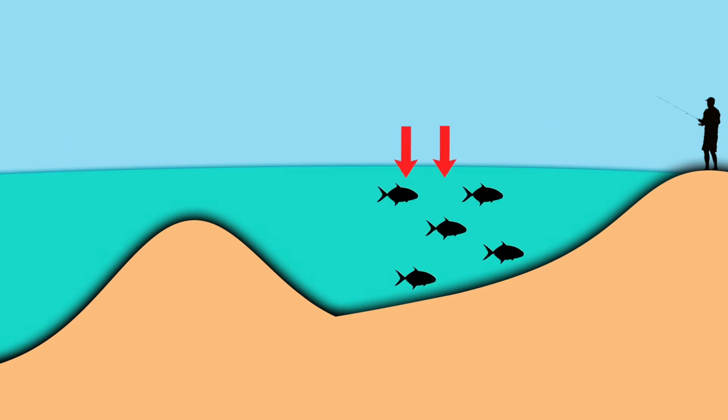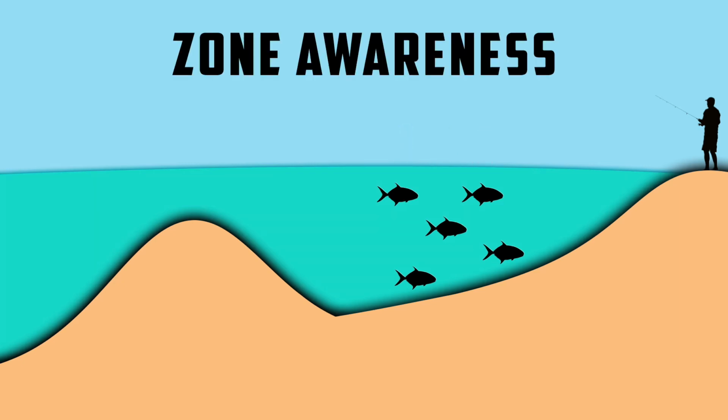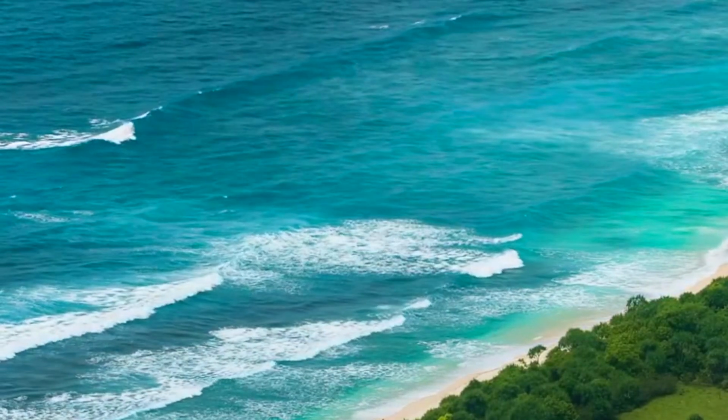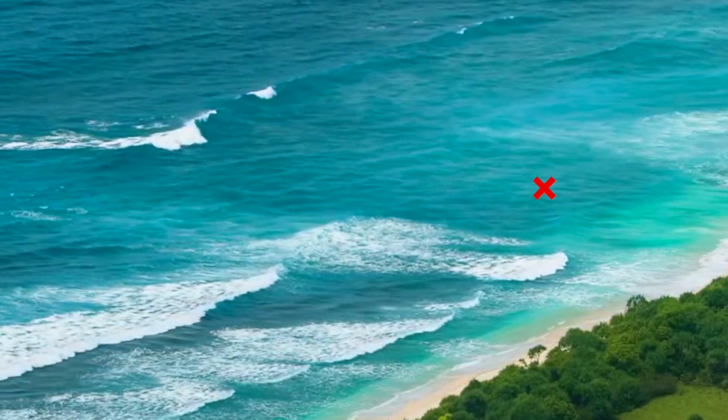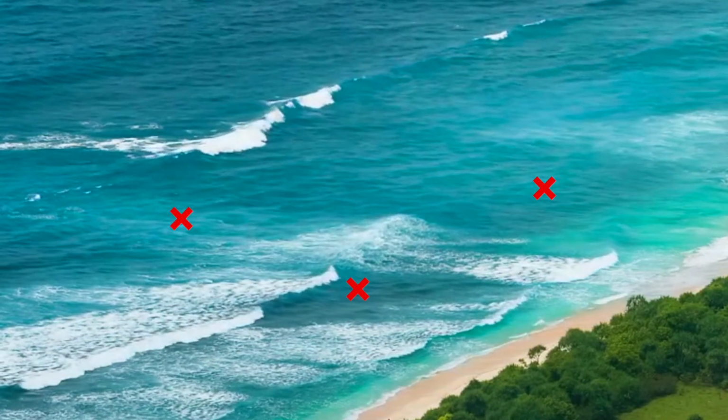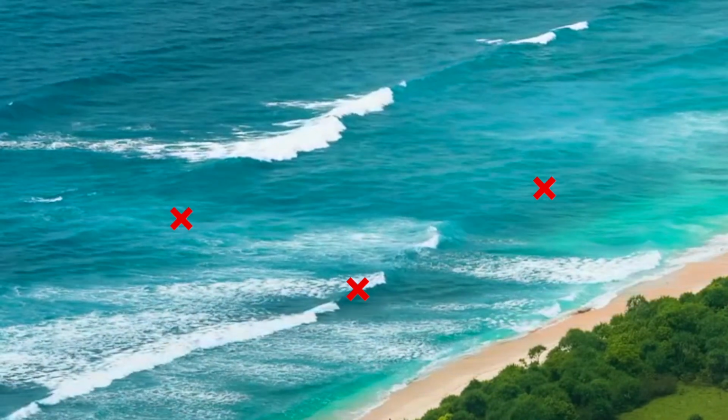Move your rods to the depth where the fish are feeding. This strategy is called zone awareness and is very effective for locating the fish. If you are able to read the beach, then cast your first bait to a cut, hole, or rip current, or better yet, structure that is adjacent to a rip current.